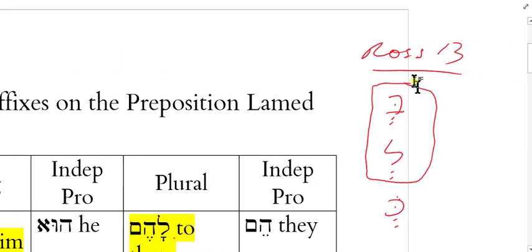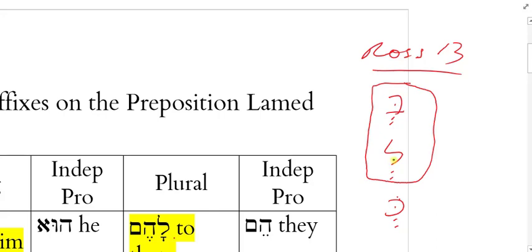Do you remember how we have these inseparable prepositions, bet, lamed, and kaf, right? The bet means what? In or with. Le is to or for. And the kaf preposition is like or as. Now, what we're going to learn how to do in this chapter is to add pronouns so that they function as the objects of the prepositions bet and lamed.